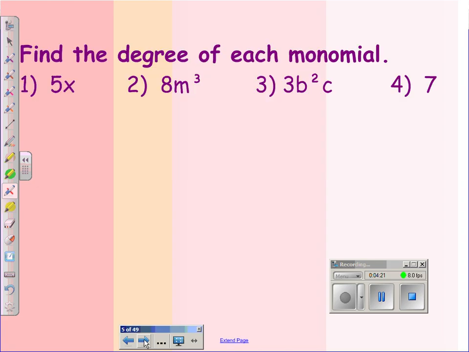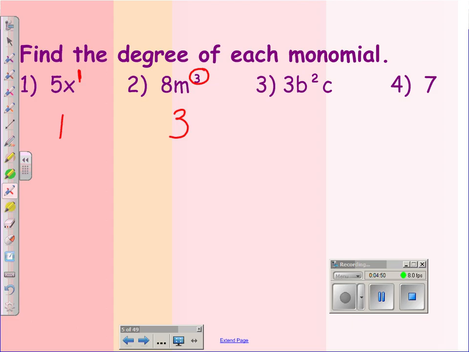So find the degree of each monomial. Looking at your table, find the degree of each monomial. We would say that 5x is a degree of 1 because the exponent is a 1. Find the degree of 8m cubed. The degree is going to be based on the exponent, so we would say that the degree is 3. This one is a little tricky.